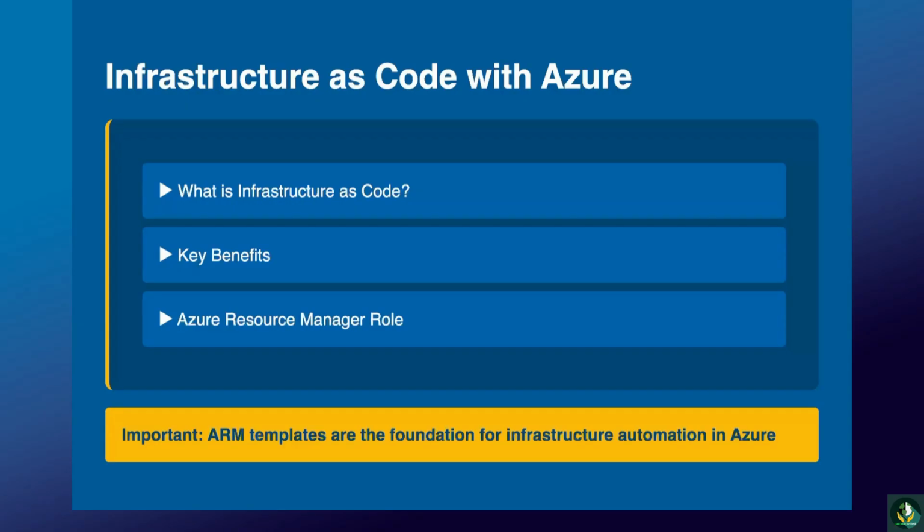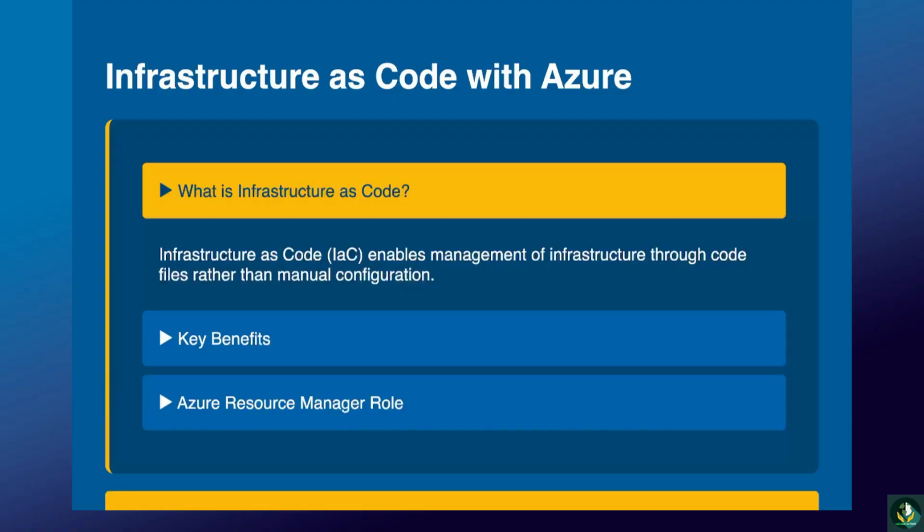So in this lesson, we'll explore Azure Resource Manager or ARM templates. It's a powerful tool for implementing infrastructure as code. ARM templates allow you to define and deploy your Azure infrastructure using JSON files, ensuring consistency, scalability, and efficiency. By the end of this lesson, you'll understand the structure of ARM templates, how to deploy them, and the benefits of using infrastructure as code.